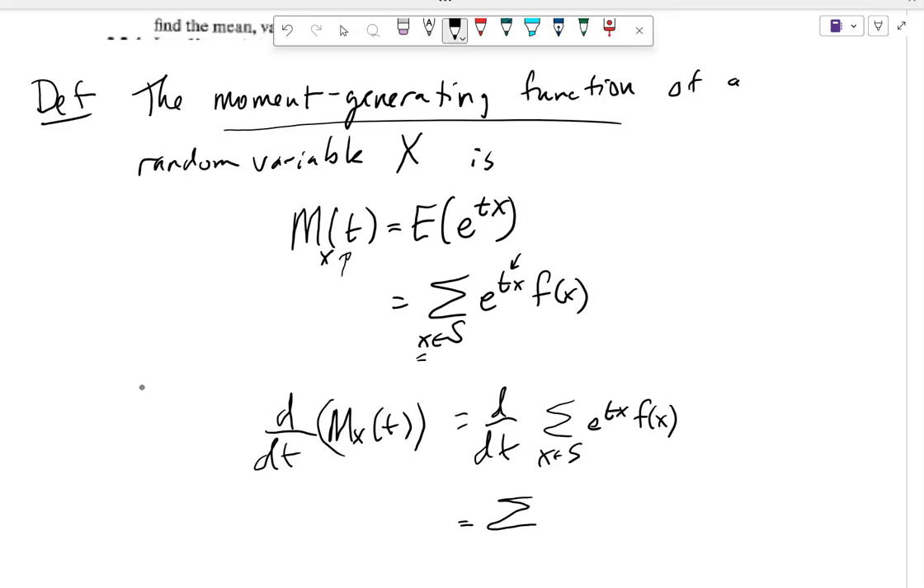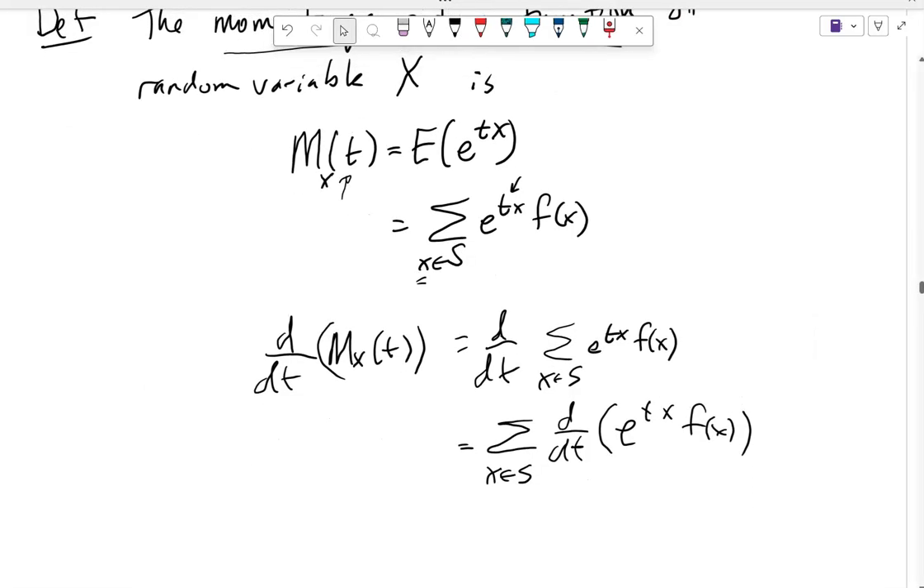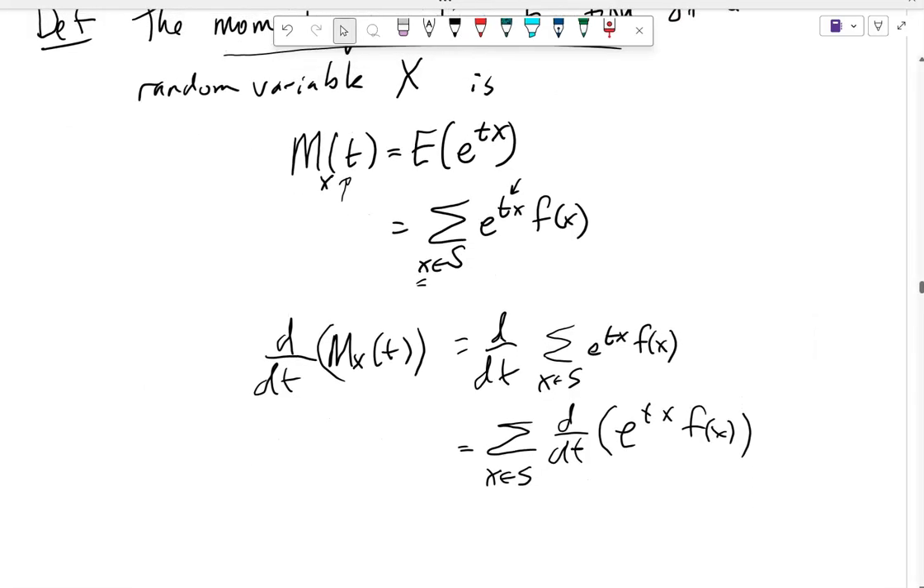If I pull this on the inside, again, we're differentiating here with respect to t, right? Not x, but with respect to t. If I'm differentiating with respect to t, we treat x as a constant, correct? What is the derivative going to be? x e to the tx, and then f of x, right? We agree with that?